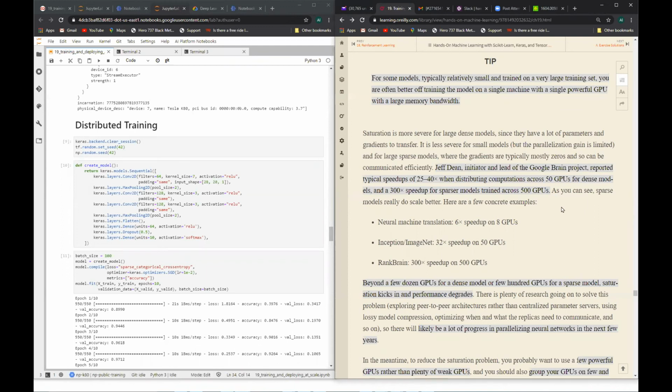The bottom line is that the denser model is going to be slower than the sparser model. But he's actually talking about scaling, because he says, as you can see, sparse models really do scale better. And when he says scale, he means you can apply more GPUs to the problem. So with a sparse problem you can use lots of GPUs and still get a benefit, whereas with a dense problem, maybe there's a limit.